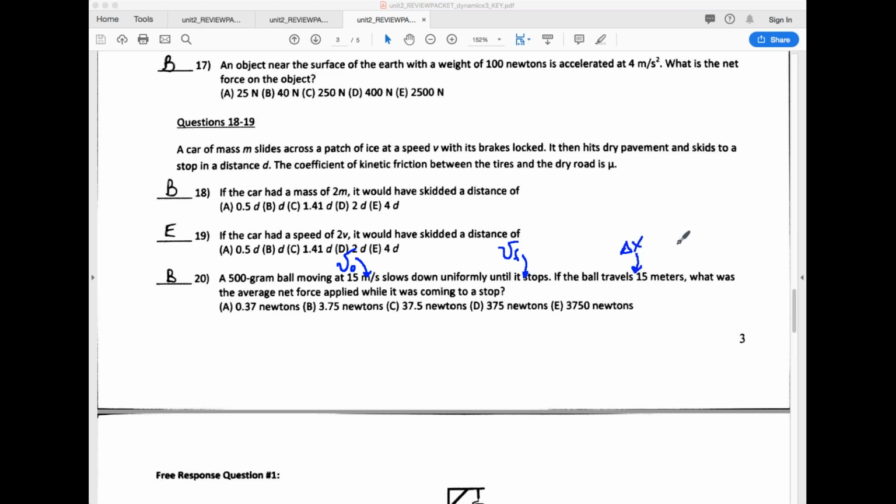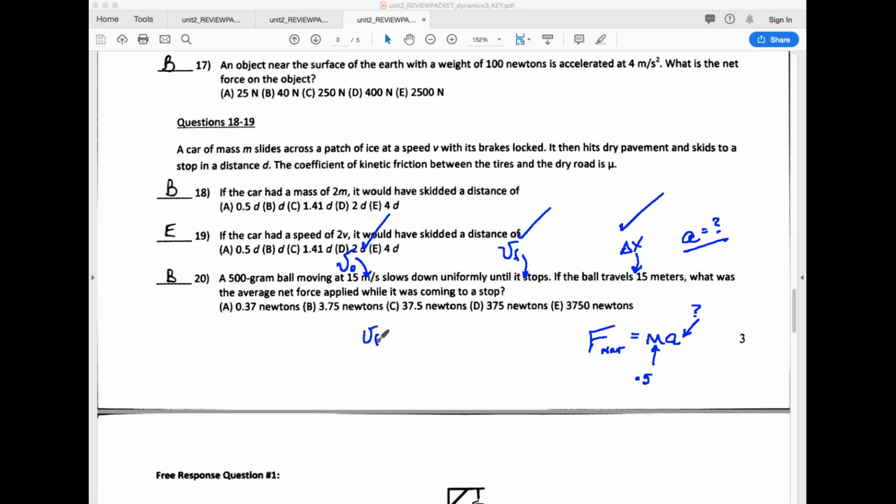I haven't even read the question yet, but I'm pretty sure I'm going to need the acceleration from that information right there. If the ball travels 15 meters, what is the average net force? Well, I can say that the net force is equal to mass times acceleration, where the mass of the ball was given to me as half a kilogram. And if I knew the acceleration here, then I can answer what the net force was. So I'll go ahead and do that.